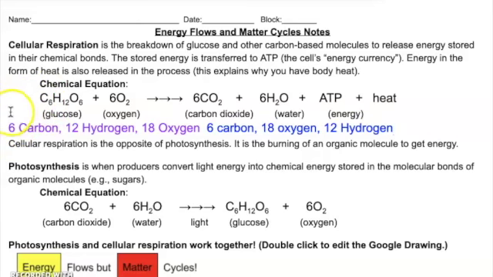And really it's a good way for you guys to visualize how we have the same number of atoms for carbon, oxygen, and hydrogen for both our reactants and our products. It's just that the atoms are changing form. As they go through that process, they are being changed into different molecules.